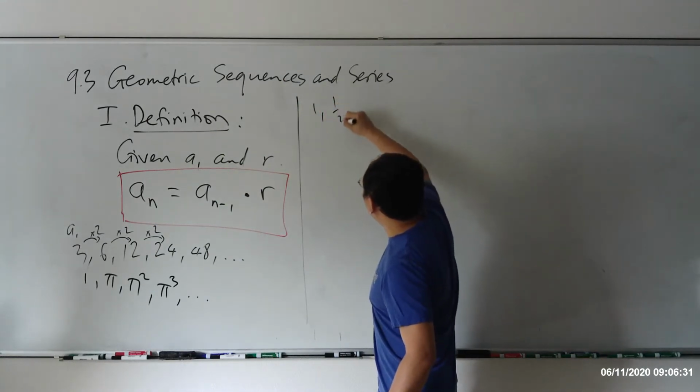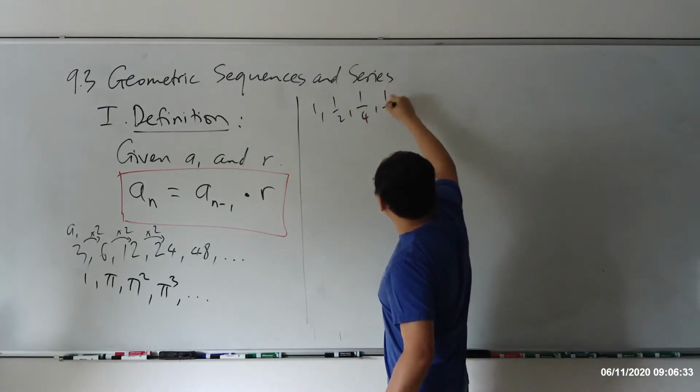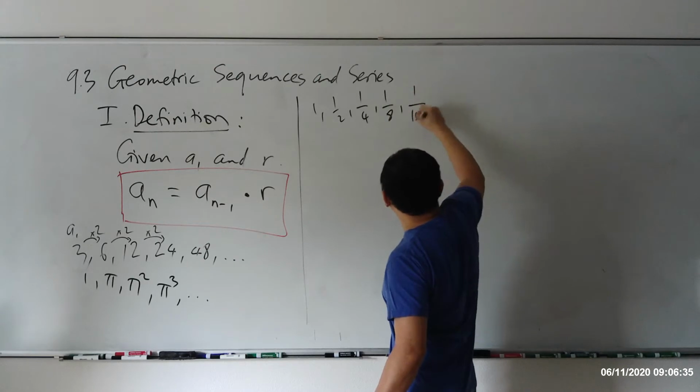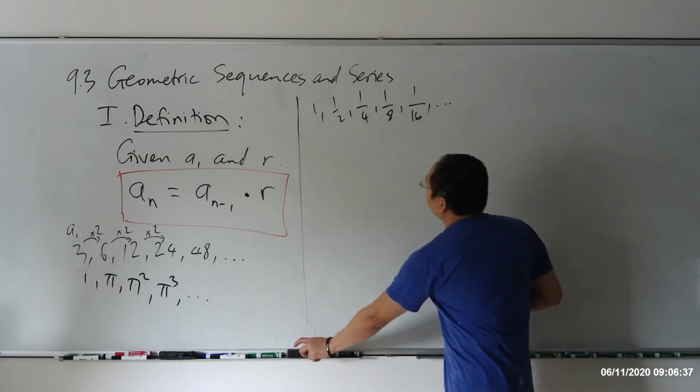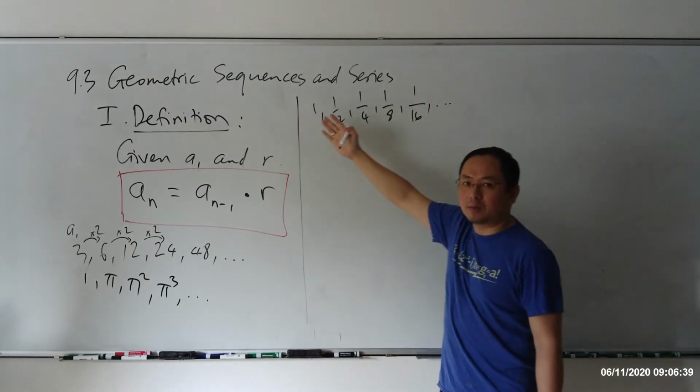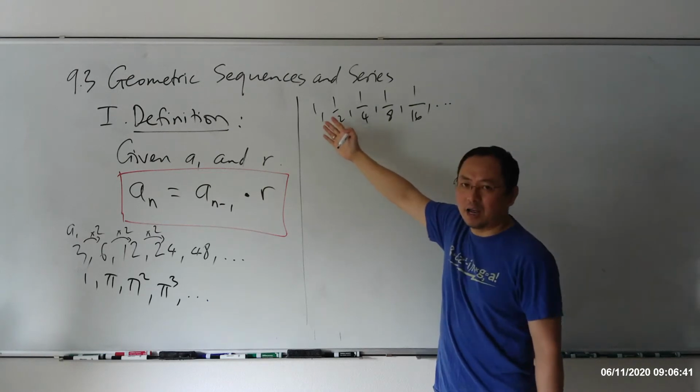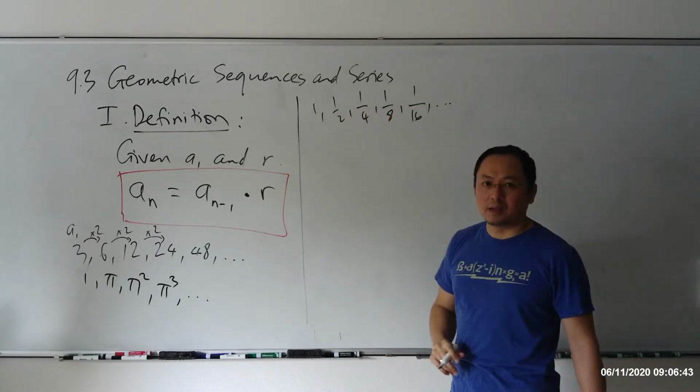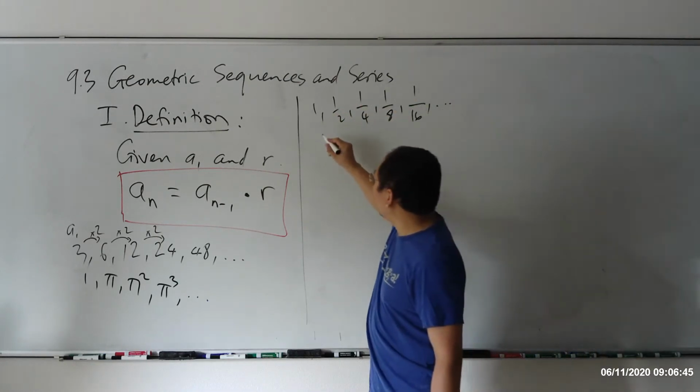Okay? More examples. How about this? 1, 1/2, 1/4, 1/8, 1 over 16. First term is 1, and the common ratio is 0.5 or 1/2. You keep multiplying by 0.5. You got it.